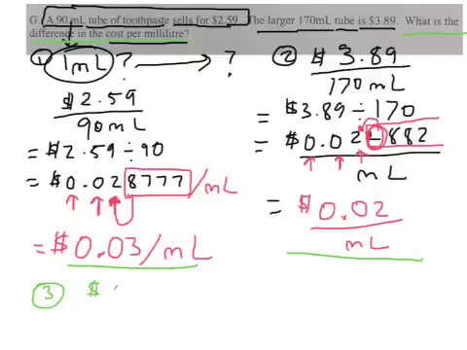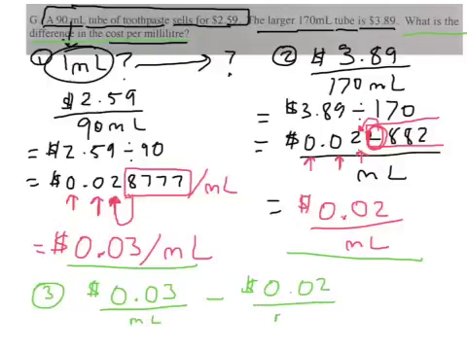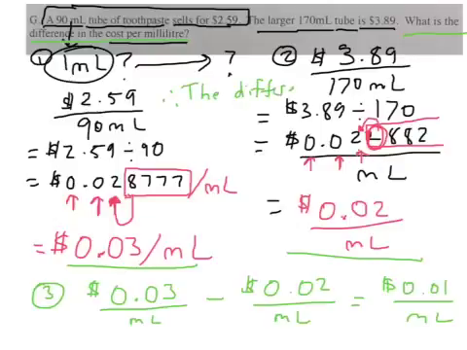So we got 3 cents for every 1 milliliter of toothpaste. Take away 2 cents for every 1 milliliter of toothpaste sold or purchased, and the difference between those is 1 cent per milliliter. So your therefore statement would be the difference in cost per milliliter is 1 cent.